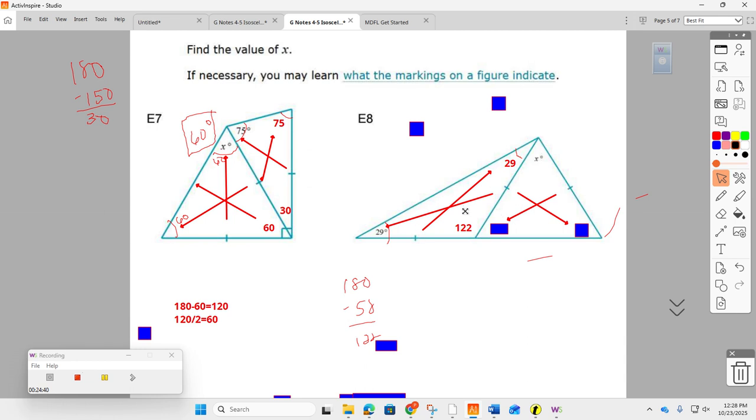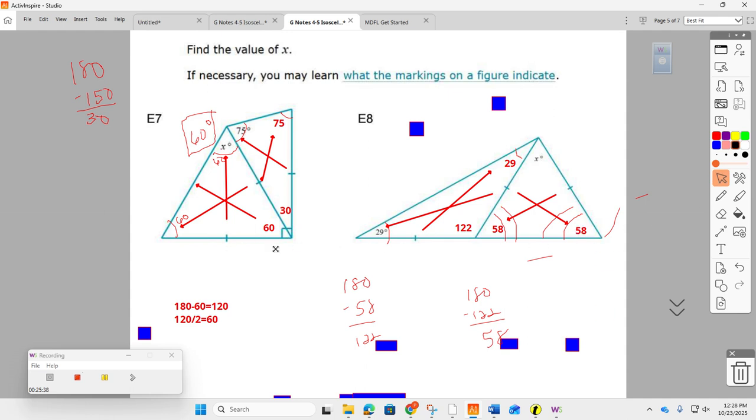So if I know this is 122, how can I find that one? Just subtract it from 180, right? 180 is our magic number. 180 minus 122 is 58. So now we know this angle is 58, which means, because these are the base angles, I'm going to mark these two arcs, can't mark them the same. This angle is congruent to this angle, so that makes this angle 58.